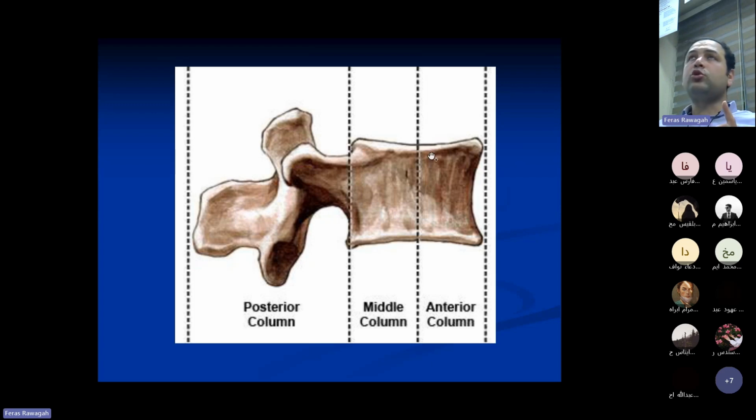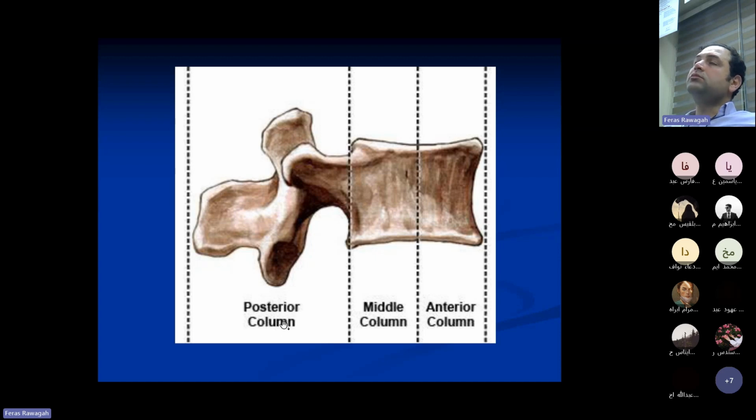divided the vertebral column into three parts: the anterior column, the middle column, and the posterior column. Okay, let's discuss this. The anterior column includes the anterior half of the vertebral body along with the anterior longitudinal ligament. The middle column includes the middle half of the vertebral body along with the posterior longitudinal ligament.